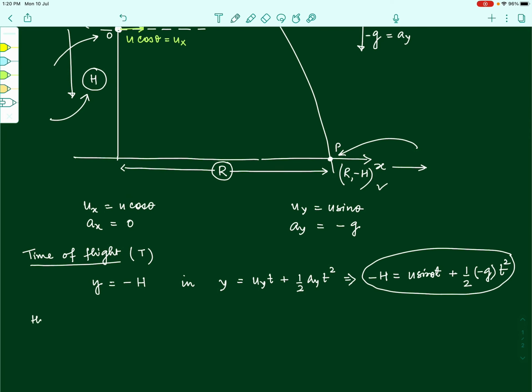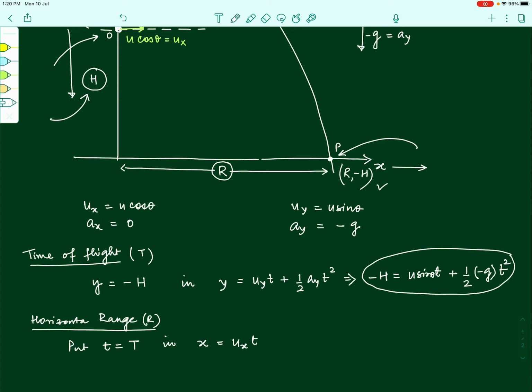For the horizontal range, we can use the same method as we discussed in a standard projectile previously. We can just put t is equal to capital T in the equation that gives us the x directional displacement. x is equal to ux into t, because we know ax is 0.